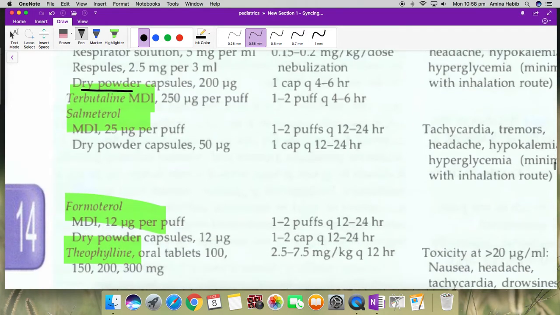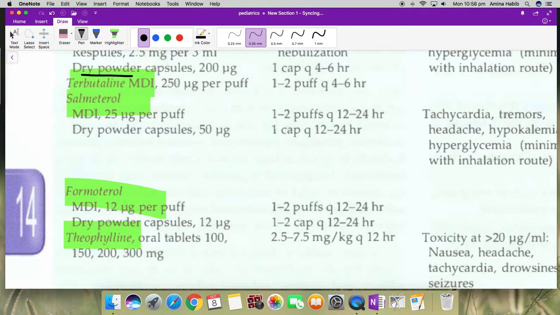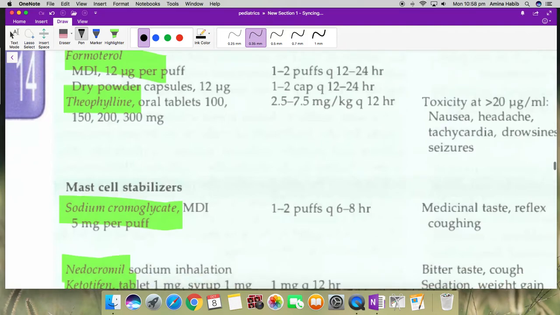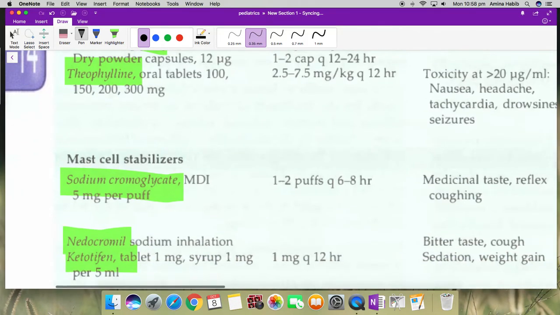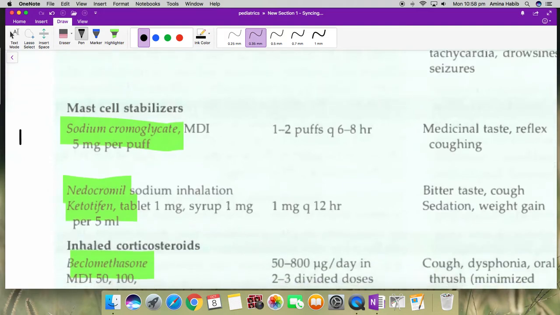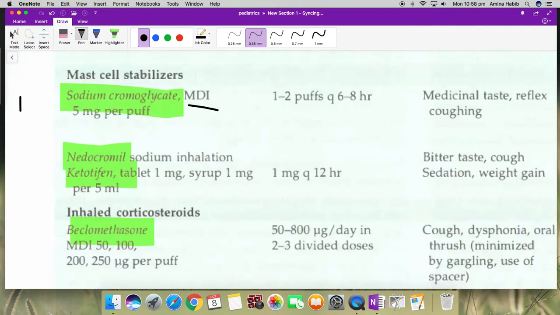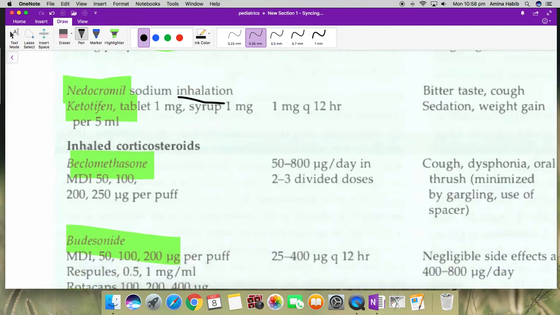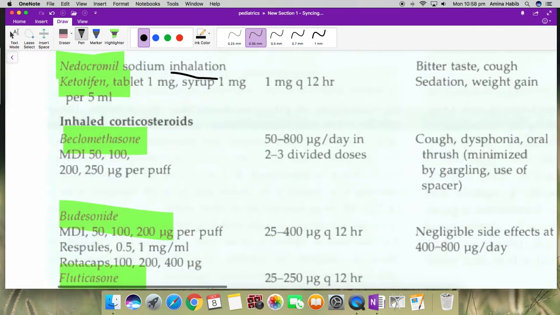Then for terbutaline, it's more or less the same. Salmeterol, both forms are available. Formoterol, both forms are available. Theophylline is given in oral tablets. Then cromolyn sodium, it's not a very commonly used drug, so we just have the MDI, metered dose inhaler form. Then nedocromil is given again by the inhalational route, MDI. Then we have ketotifen, which is an oral tablet, or for children, we can use a syrup also. So in oral forms, you have theophylline and ketotifen.